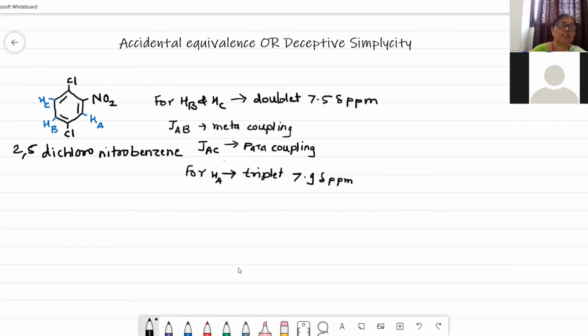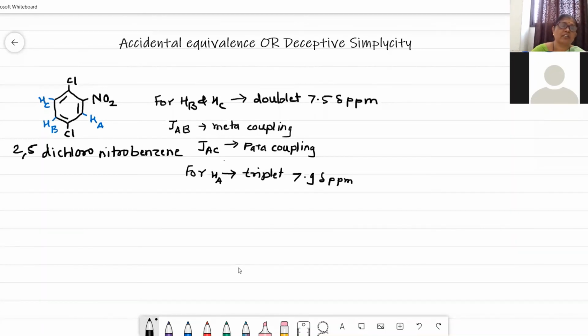Again, look at that example. In case of 2,5-dichloronitrobenzene, there are three sets of protons, A, B, and C. In that case, proton B and proton C, although they are chemically non-equivalent, give the signal at 7.5 delta, and they give the doublet as they couple with HA type of proton. Such type of observation is known as accidental equivalence or deceptive simplicity.